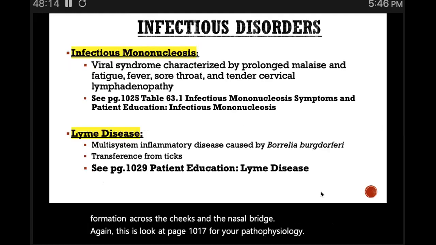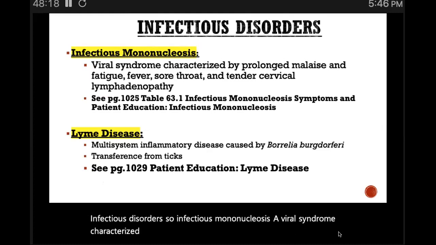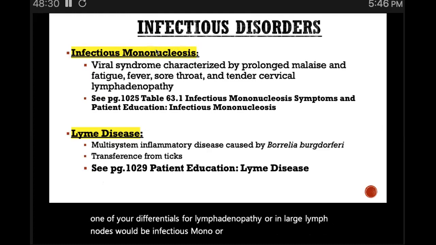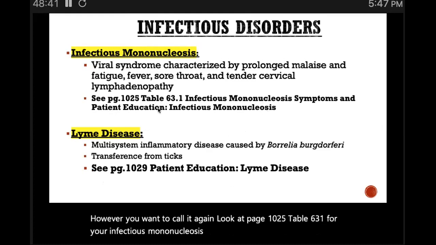Infectious disorders, so infectious mononucleosis, a viral syndrome characterized by prolonged malaise and fatigue, fever, sore throat, and tender cervical lymphadenopathy. So again, one of your differentials for lymphadenopathy or enlarged lymph nodes would be infectious mono, or just mononucleosis, or mono, however you want to call it. Again, look at page 1025, table 63.1 for your infectious mononucleosis symptoms, as well as patient education.